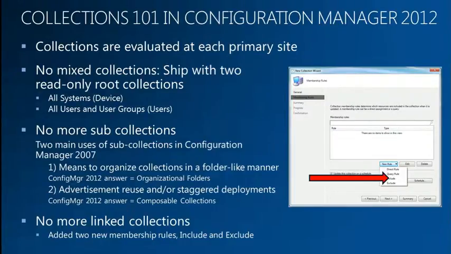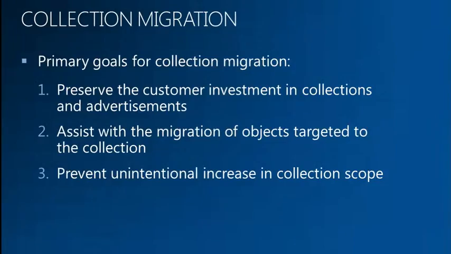And then link collections. We actually have 2 new. You're aware of direct rules and query rules, but we also added include and exclude. So basically, if you create a collection hierarchy, you don't have to write these complex queries anymore. You can actually just click include, open up the collection dialog, and select the collections to include or exclude. So it's a really great feature. For the most part, when thinking about collections, they're evaluated at each primary site, and they're flat. Those are the 2 ways that I always think about them.